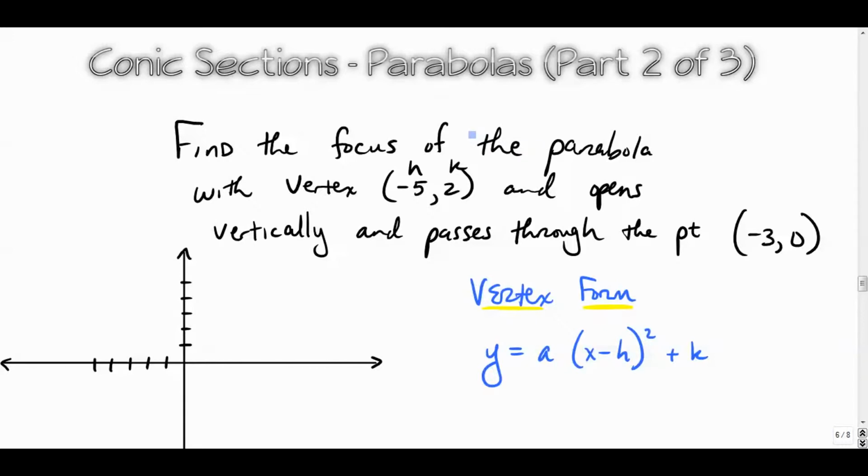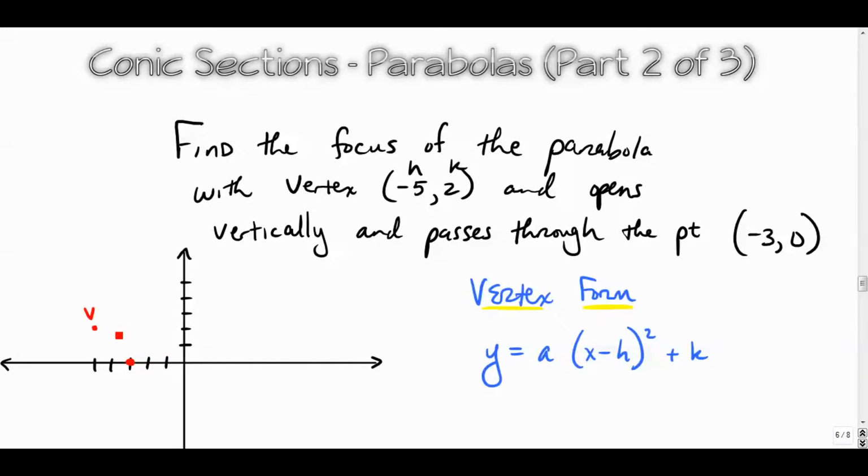We want to find the focus of the parabola with a vertex at (-5, 2). It opens vertically and passes through a given point. So let's put our vertex there first. -5, and 1, 2, 3, 4, 5; +2 is over here. That's our vertex. It opens vertically and passes through (-3, 0).